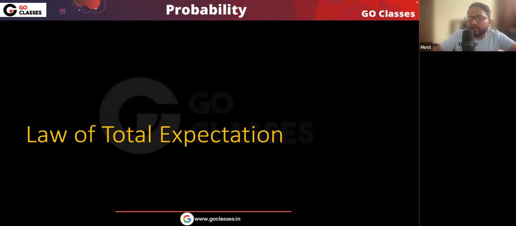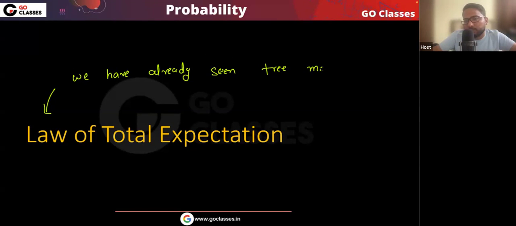A bit of this we have already touched on in module 1, right? Not in a very formal or mathematical way, but using the graphical representation of the tree method. So we have already seen the tree method of this total expectation in module 1.